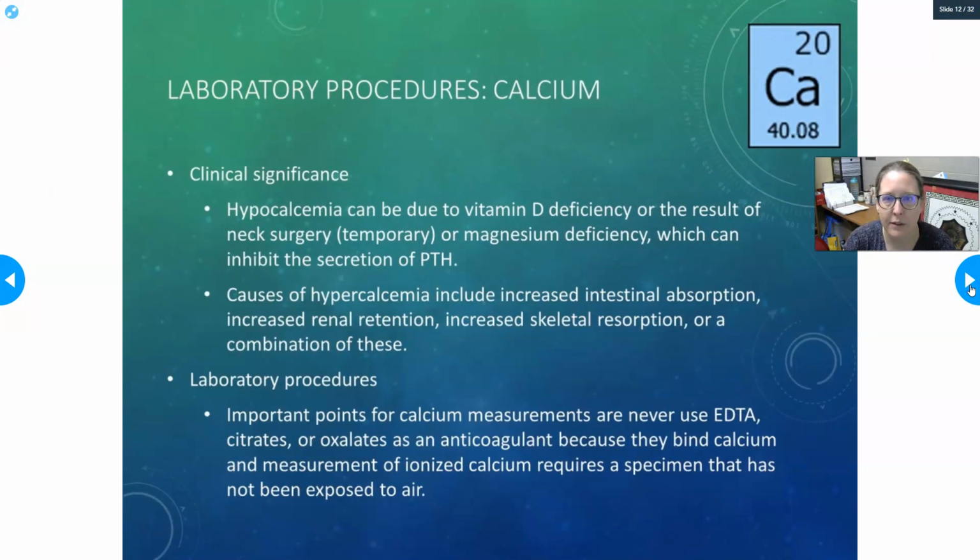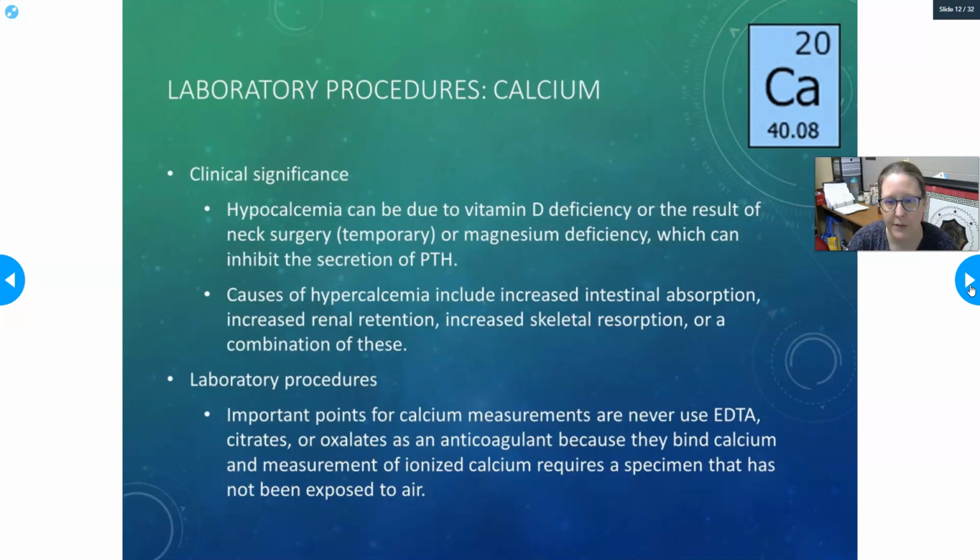So the clinical significance of calcium: hypocalcemia, or low levels of calcium in the blood, could be due to vitamin D deficiency, or the result of neck surgery, which could temporarily disrupt the parathyroid glands and cause not enough parathyroid hormone to be secreted. It could also be due to magnesium deficiency. So that's another mineral that can be lacking. It's just simply not as prevalent in food as it once was. And magnesium can be used up, especially if patients are under any kind of chronic disease or stress. So either the neck surgery or the magnesium deficiency could inhibit the secretion of parathyroid hormone, and that would lead to hypocalcemia.